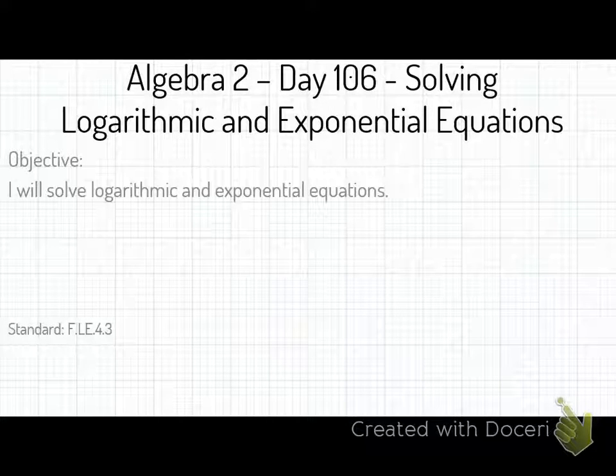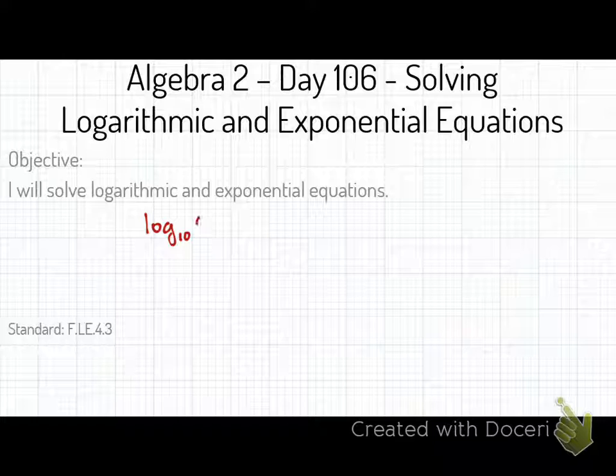Alright, this is lesson 106 for Algebra 2, solving logarithmic and exponential equations. So, I want to bring us back to our last lesson.